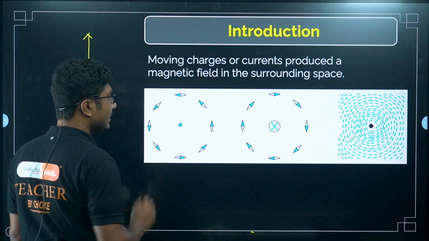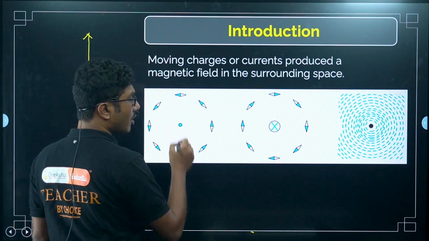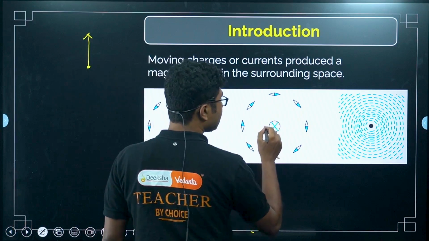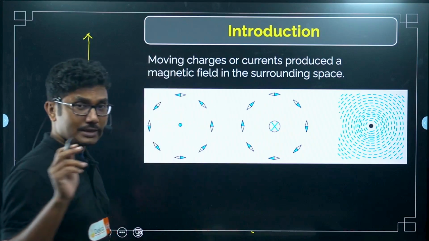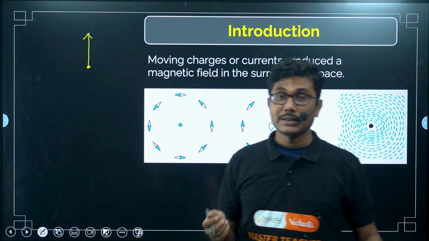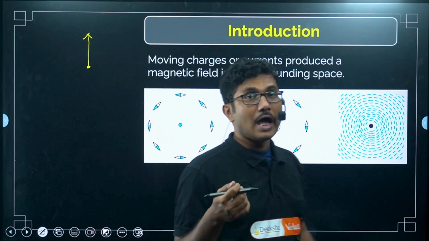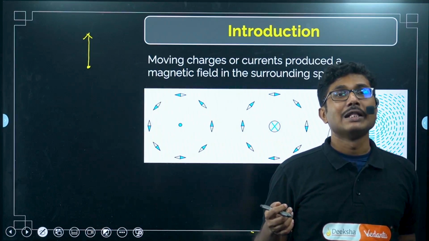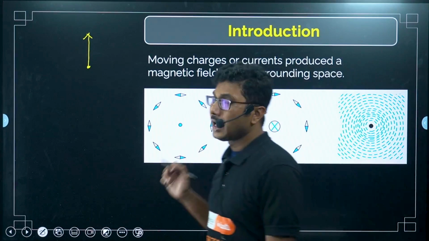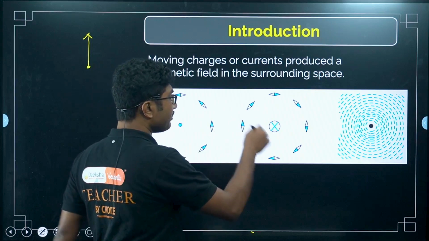Now consider the moving charge is moving out of the page, this is the symbol for out of the page, and cross is the symbol for into the page. You should remember these symbols, very important, very handy whenever you are attempting your board exam and you have to draw something into the page or out of the page. Dot means out of the page, cross means into the page.